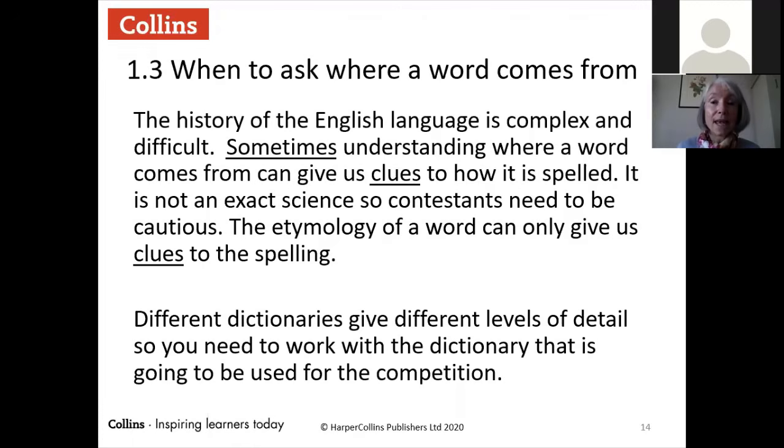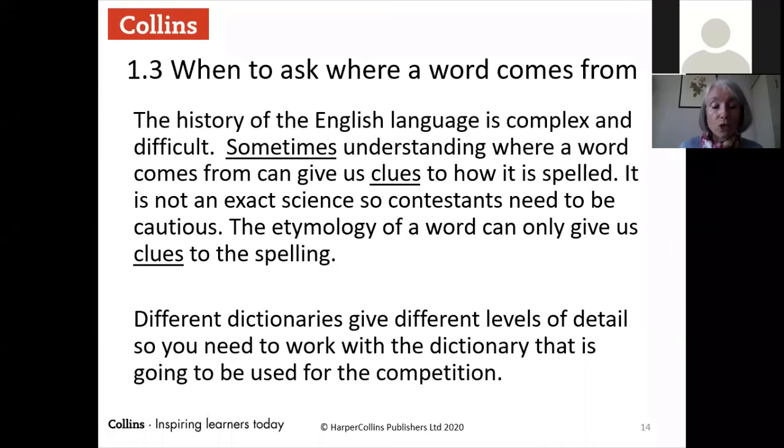It's not an exact science because there will be exceptions. And the etymology can only give us a clue. It's not going to give us the complete answer. So we would use the etymology information, where the word comes from, possibly with information that we already know about, combining forms and suffixes and prefixes and perhaps the definition. But it is a clue.